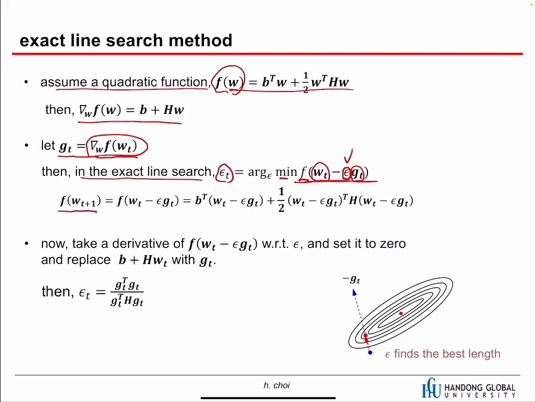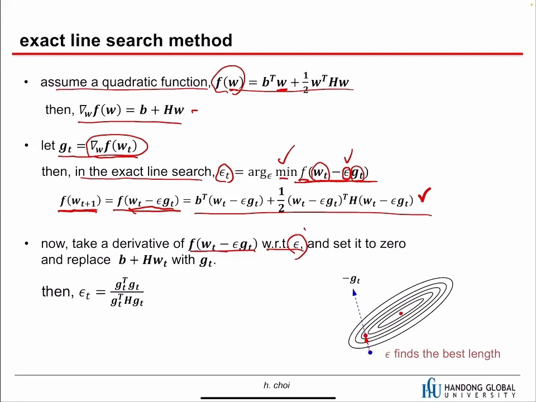Then the next step, the function of w_{t+1}, is actually the function of w_t minus epsilon g_t. Then we can replace this w with w_t minus epsilon g_t. So now we have this one, and this one is a minimization problem too, right? Then we can take a derivative of this function with respect to epsilon. Again, this one is different from this one, so we are talking about another problem.